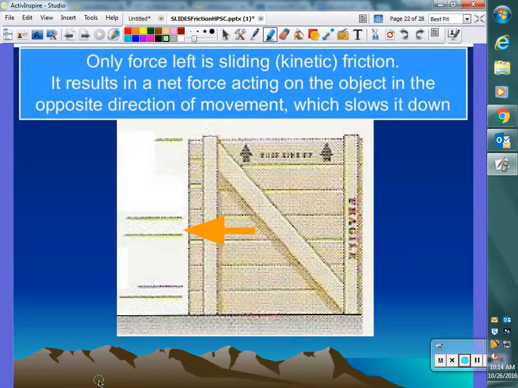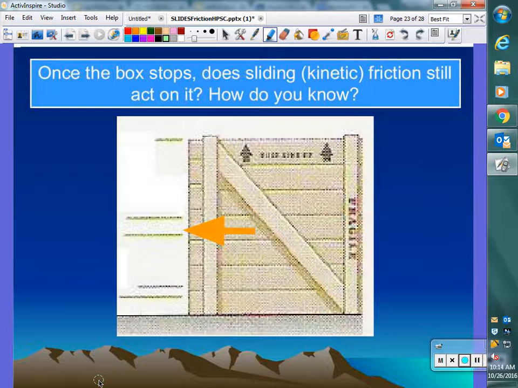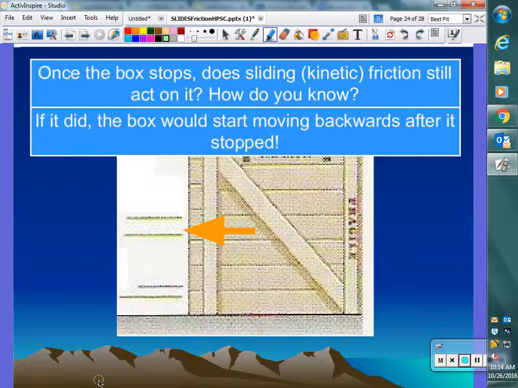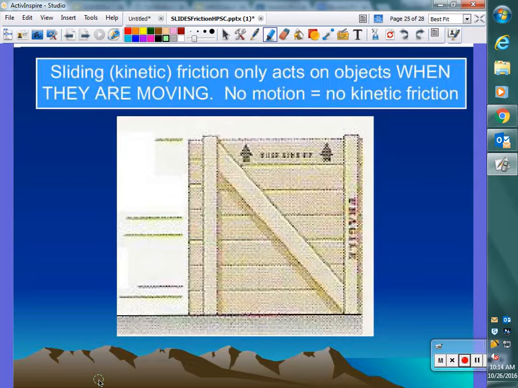So, once the box stops, does sliding friction still act on it? How do you know? The answer is no. If it did, that box would start moving backwards after it stopped, and that doesn't happen. So, sliding friction or kinetic friction only acts on objects when they are moving. If there is no motion, there is no kinetic friction.